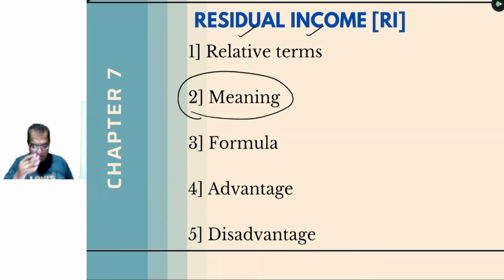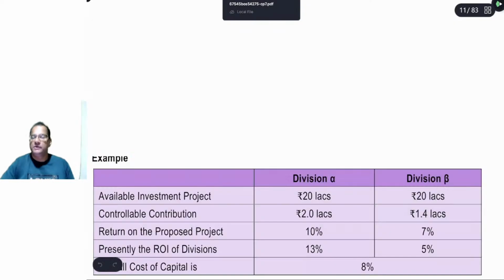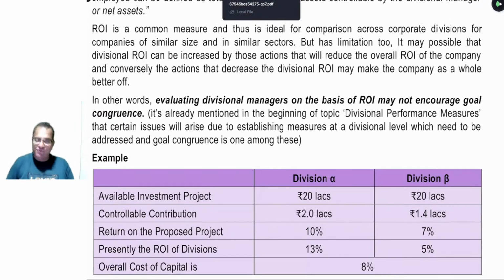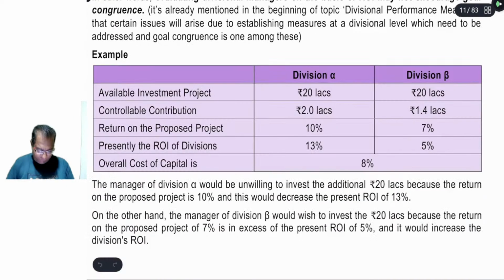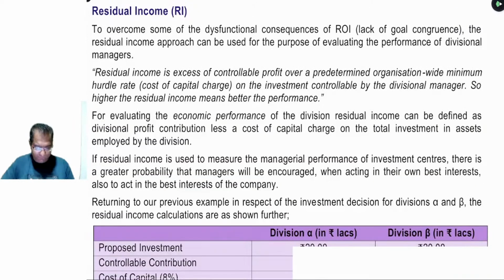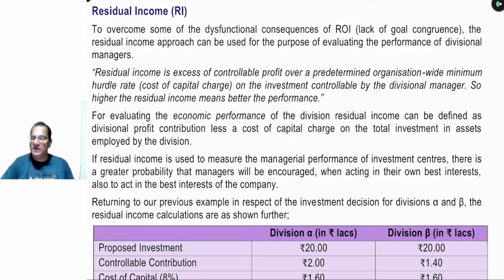तो दीजिए बेटा, हेडिंग दीजिए residual income. Residual income. Write down the very first point. It is expressed in relative terms. That is rupee. Now write down the second point, meaning.